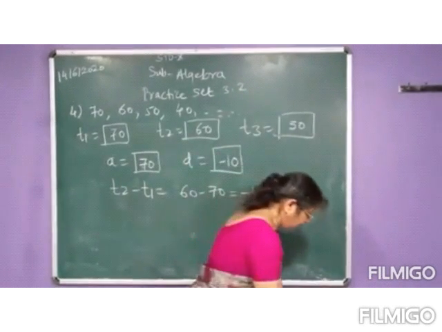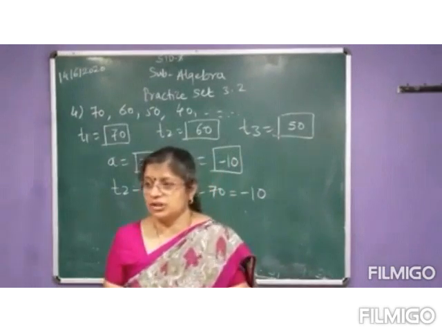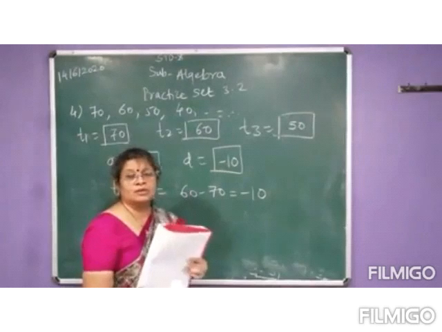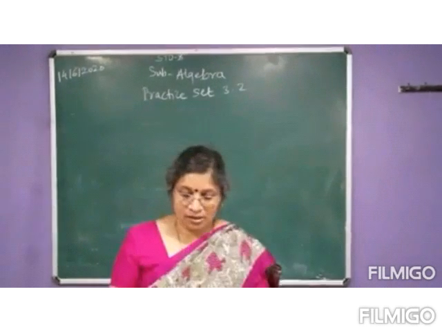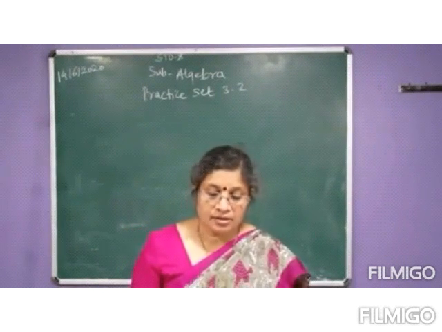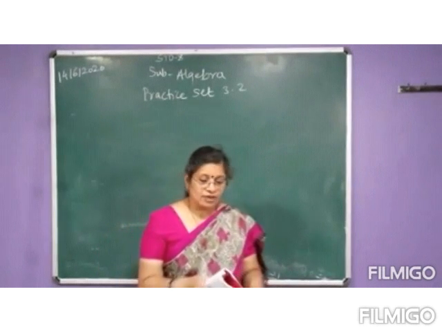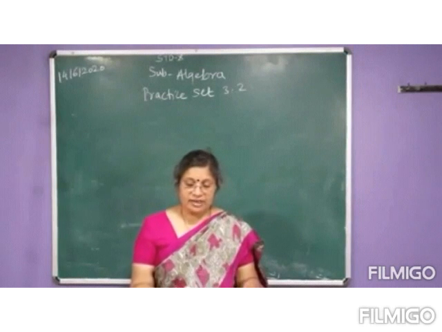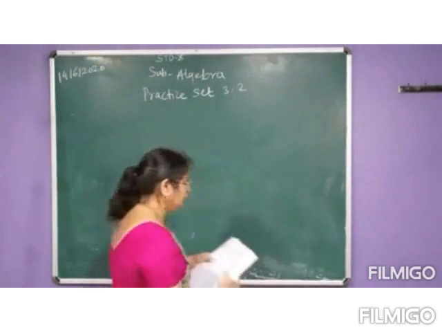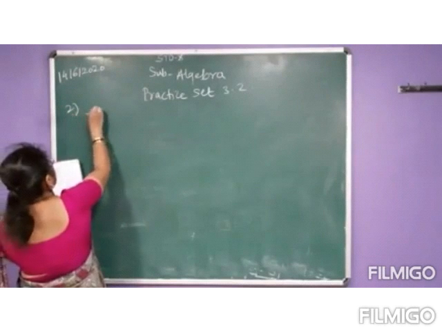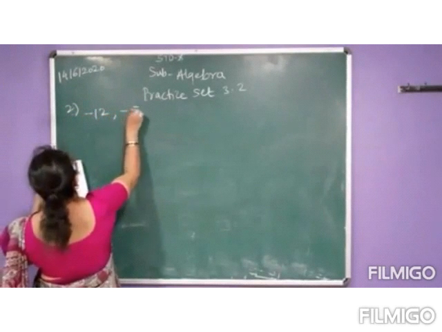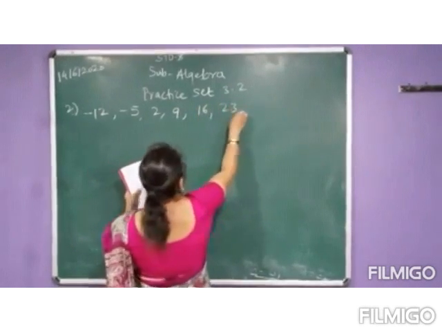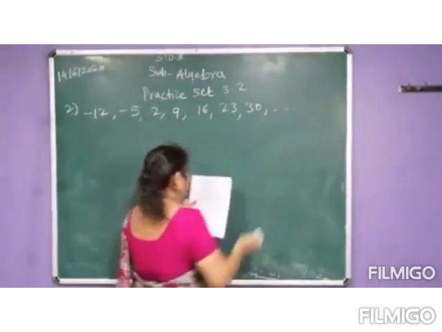Now we will go for question number 2. Now we will go for the second example. Decide whether the following sequence is an AP. If so, find the 20th term of the progression. It's very simple. Now see here, minus 12, minus 5, 2, 9, 16, 23, 30 and so on.